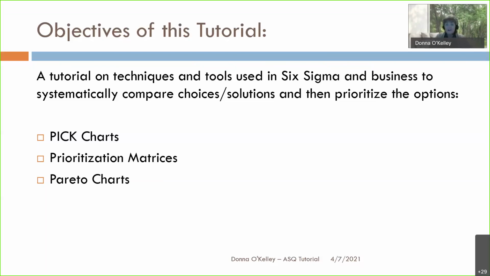So the first two, pick charts and prioritization matrices, are normally used to make decisions when you're in the define and improve phase, where you're trying to find solutions of a lean or Six Sigma project. So hopefully today I'll just give you some examples, show you the benefits of these, and maybe open your eyes to using them in a different fashion for maybe different decisions.